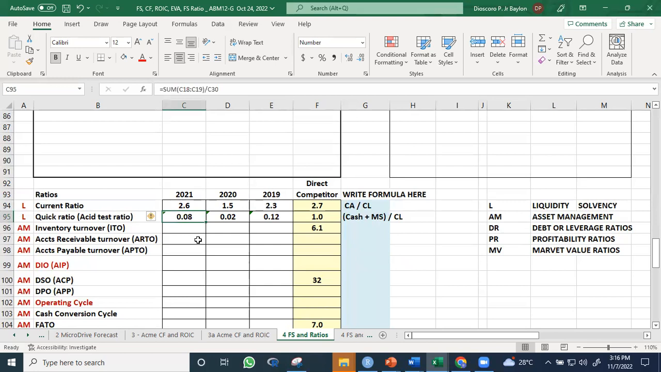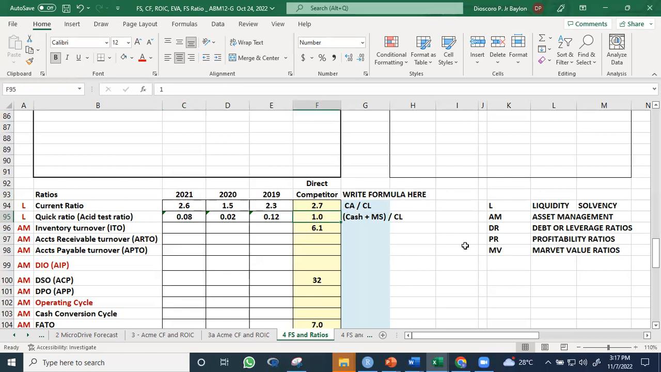Okay, 0.08, what does that mean? For every 1 peso of current liability, the company has only what? 8 centavos of cash and marketable securities to pay their current obligations. So it did not even reach 1 peso. Hindi nga naging 0.10, hindi nga naging 10 centavos. Unless i-round off kaya magiging 0.10 siya. So times 10 yung capability ng competitor compared to us. Times 12 something.